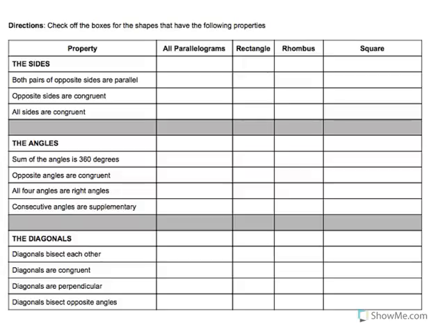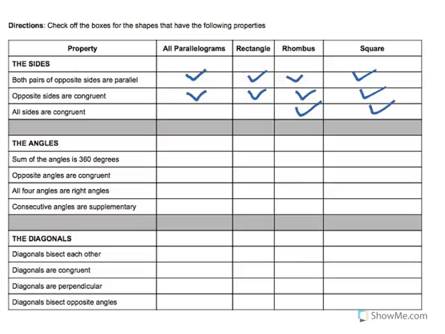So both pairs of opposite sides are parallel. That is a parallelogram property, which means that it is true for rectangle, rhombus, and square because they are all in the parallelogram family. Opposite sides are congruent. It's a parallelogram property, which means it is true for all four. All sides are congruent. It is not a parallelogram property. It's not true in rectangles, but it is in a rhombus and a square.